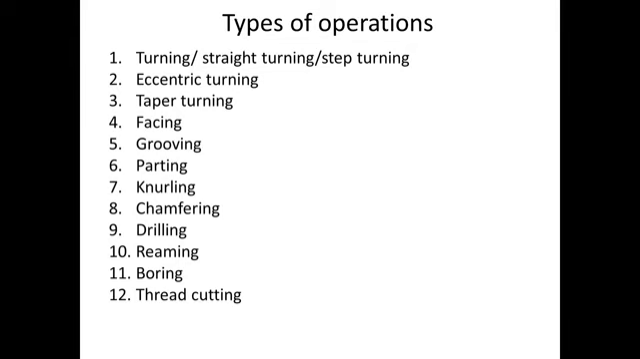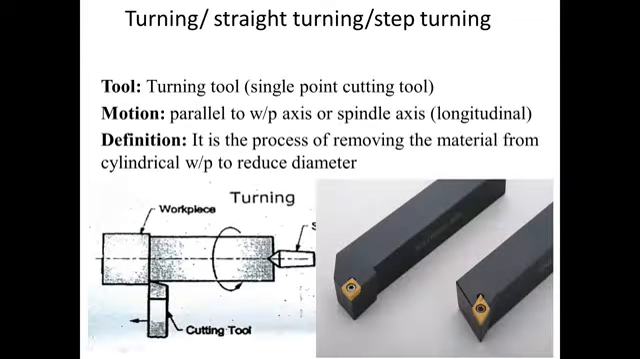As summarized here, 12 operations: turning, different types of turning; second, facing operation; then again grooving, parting in the same category, slight difference; knurling is again not a metal cutting operation; and then the rest of the parts are some basics for drilling operation. So yes, we go with basics.